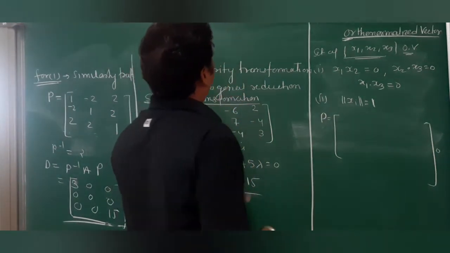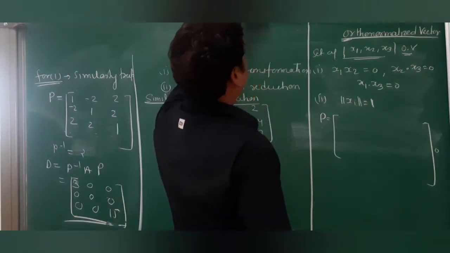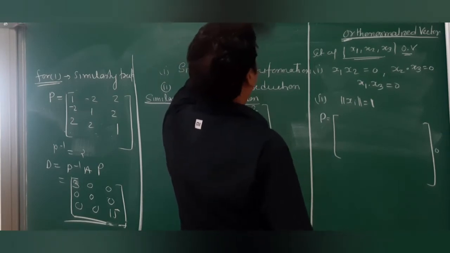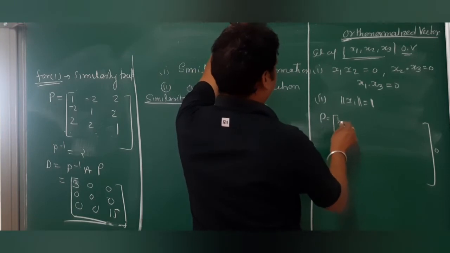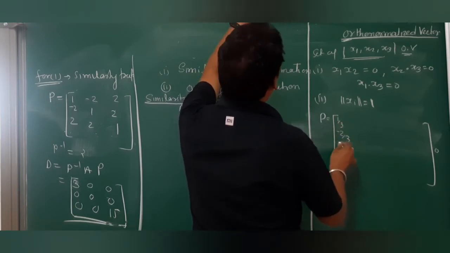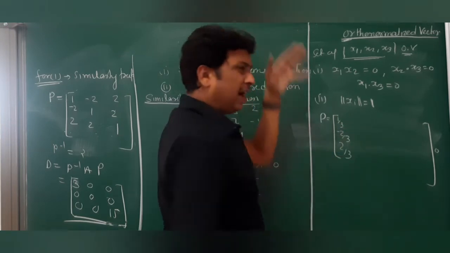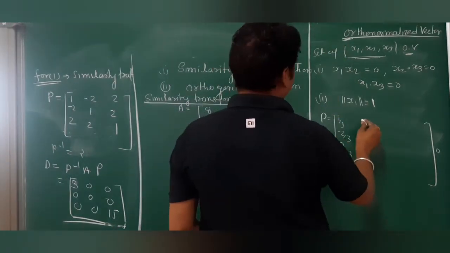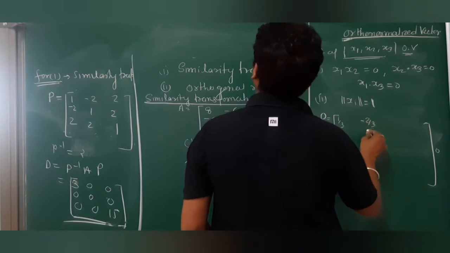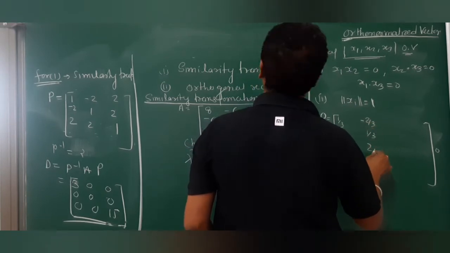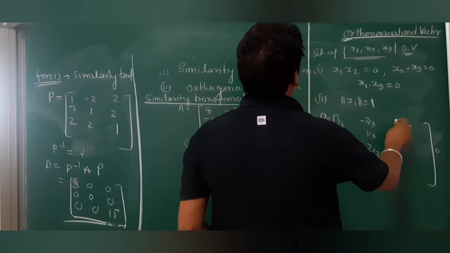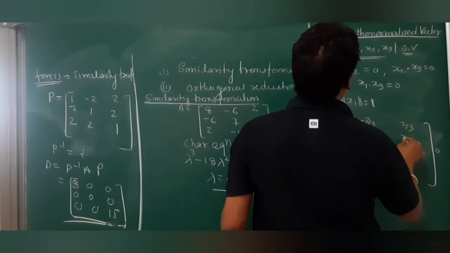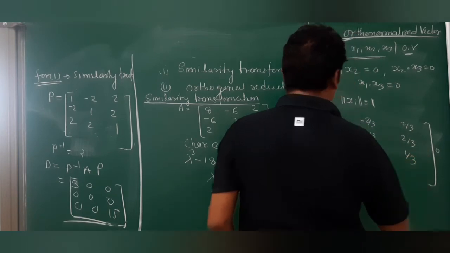So what is for x1? What is the norm? 1 square plus 2 square plus minus 2 square means 9. Means 9 under root means 3. So it will be 1 by 3, minus 2 by 3, 2 by 3. Means divide vector by its modulus. What is for x2? Minus 2 by 3, 1 by 3, 2 by 3. What is x3, again 9 means root 3, so 2 by 3, 2 by 3, 1 by 3. So this is your P.